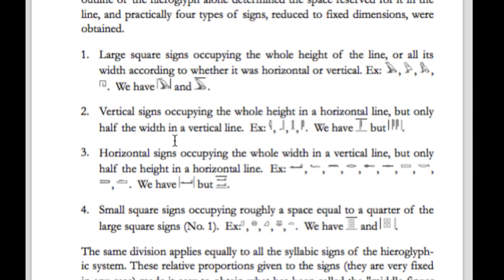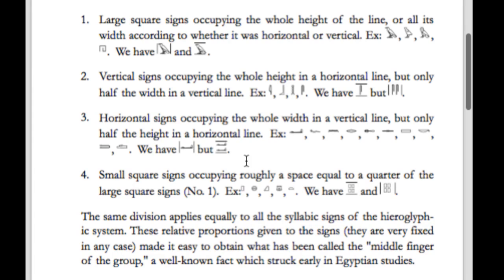2, vertical signs occupying the whole height in a horizontal line, but only half the width in a vertical line. So these are tall signs. So we have the reed leaf, the foot, the twisted flax, and the folded cloth. And therefore we have in a horizontal row, it would be this way. It reaches the top. But in a vertical column, we have enough room to write 2 of them side by side. So that's what he's explaining.